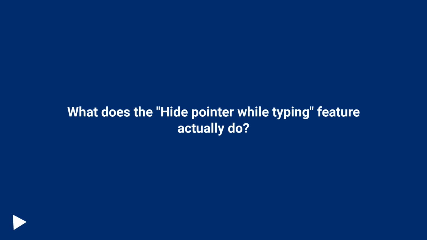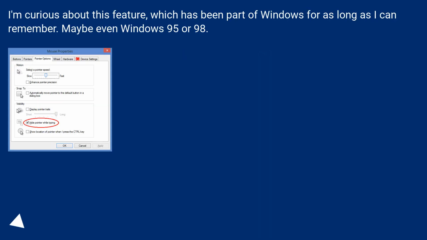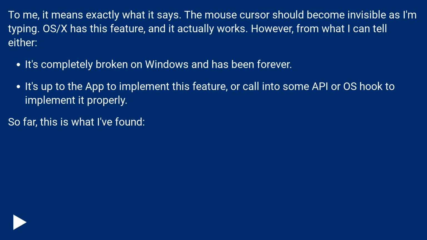What does the hide pointer while typing feature actually do? I'm curious about this feature, which has been part of Windows for as long as I can remember. Maybe even Windows 95 or 98. To me, it means exactly what it says. The mouse cursor should become invisible as I'm typing.